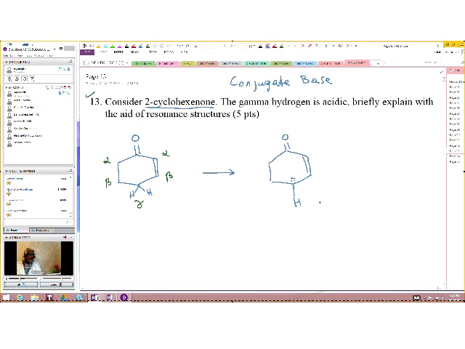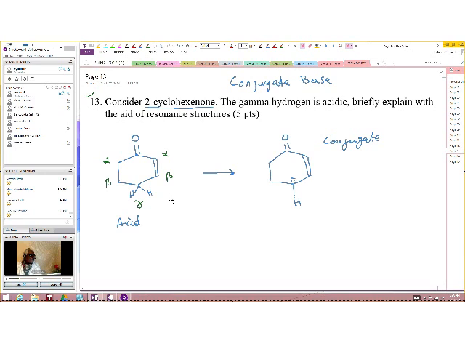To form that conjugate base. So this is your acid. This is the conjugate base. So anytime you need to explain acidity, you need to take a look at the conjugate base. Now, how do we explain this? Why is this hydrogen here considered acidic? Why would this be acidic?